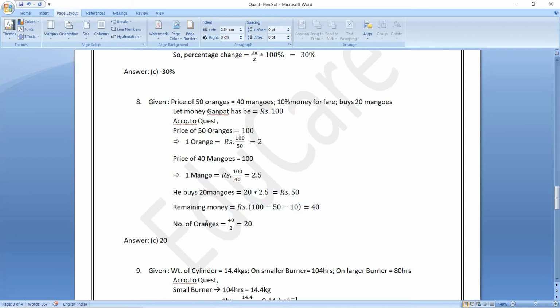Now the question is asking how many oranges can he buy. So cost of one orange is rupees 2. He has rupees 40 left. How many oranges he can buy is 40 by 2, that is 20. So answer will be option C, 20.